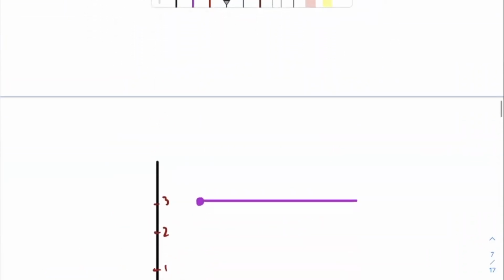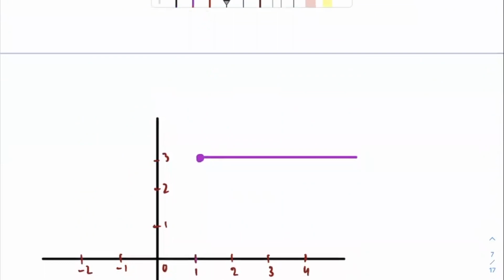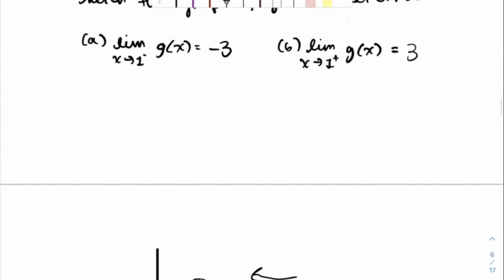And as x approaches 1 from the right, well, now we're following this line. And so that's going to give us a value of 3. And again, because these values are different, this tells us that the limit as x approaches 1 of g of x does not exist.